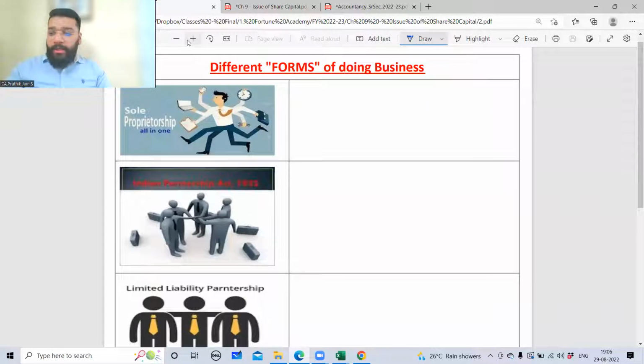Remember, when we started doing NPO, or even when we did partnership, I told you that in India, business is being carried out in multiple forms. There are different kinds of entity, types of organizations, that are being formed. The first one being a sole proprietorship concern.